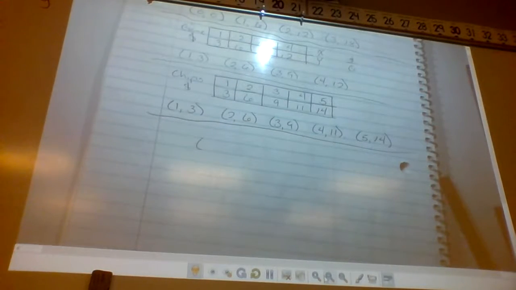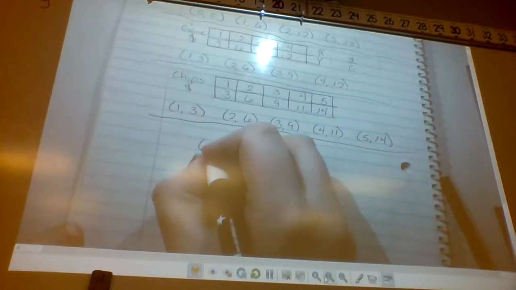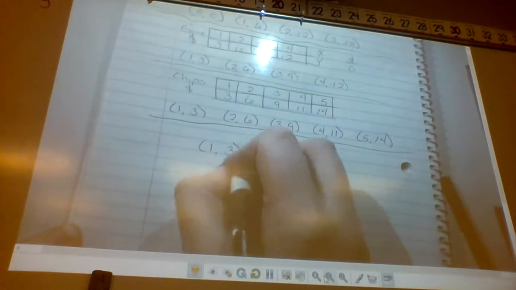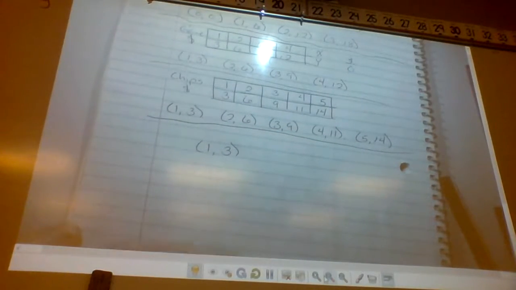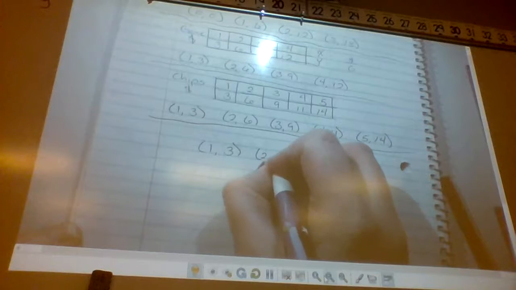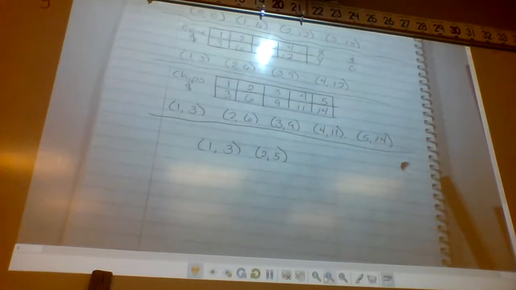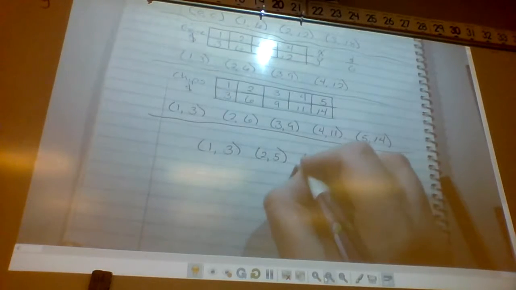Hold on, I got to think about this one. This one gets harder for me. And yes, I'm going to do 1, 3 again. I just like 1, 3. Do we draw the graph or no? I mean the table? No, I'm not going to draw a table this time. I'm trying to give you guys a step up.